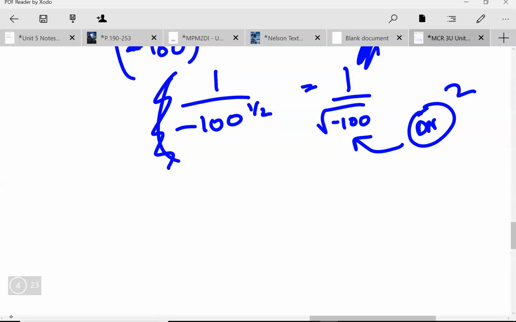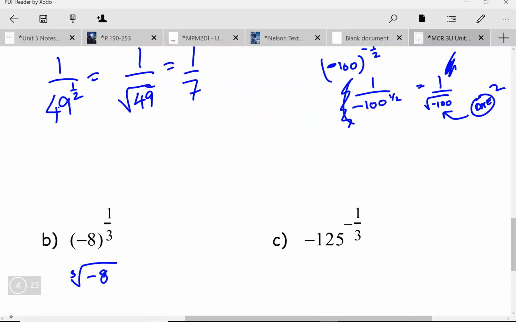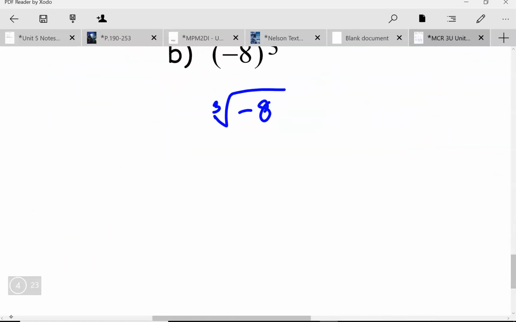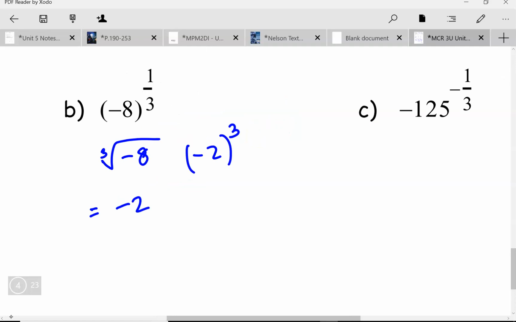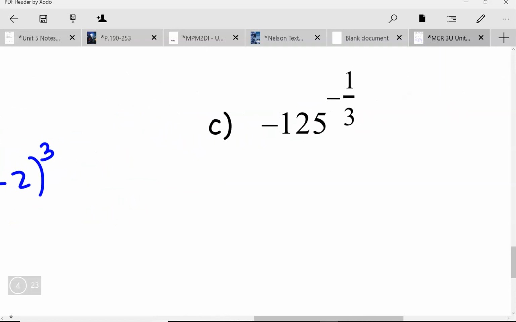It does not exist. But actually the cube root of negative numbers do exist, because if I take negative 2 times negative 2 times negative 2, I get negative 8. So cube root of negative 8 is in fact negative 2. So be careful there. Very, very tricky stuff.